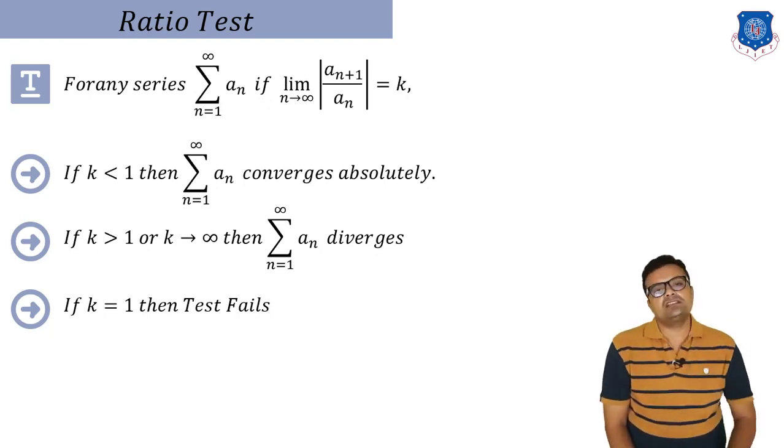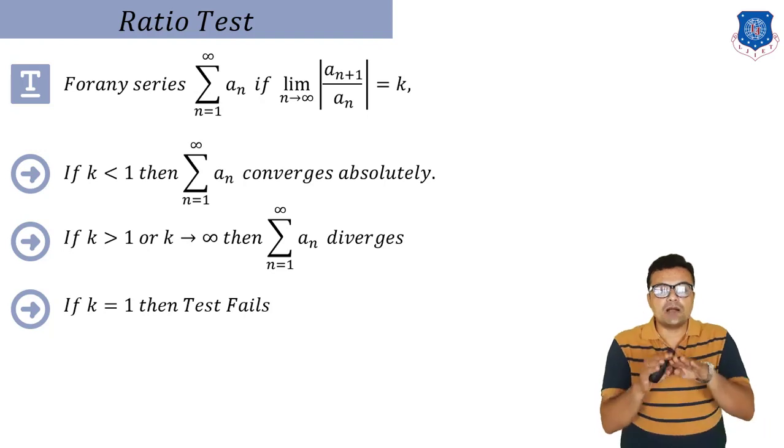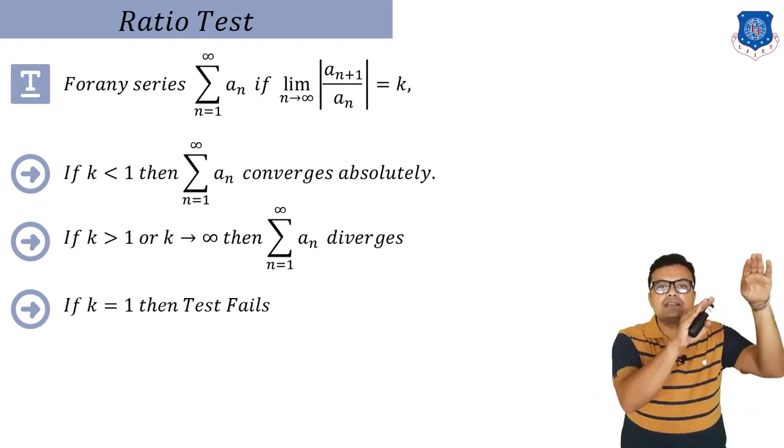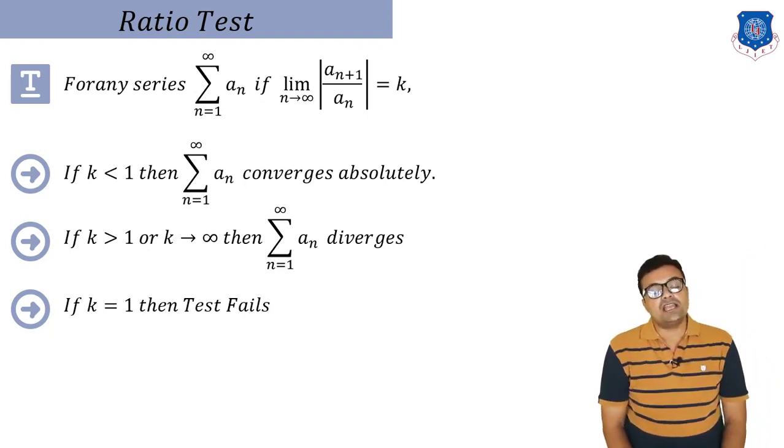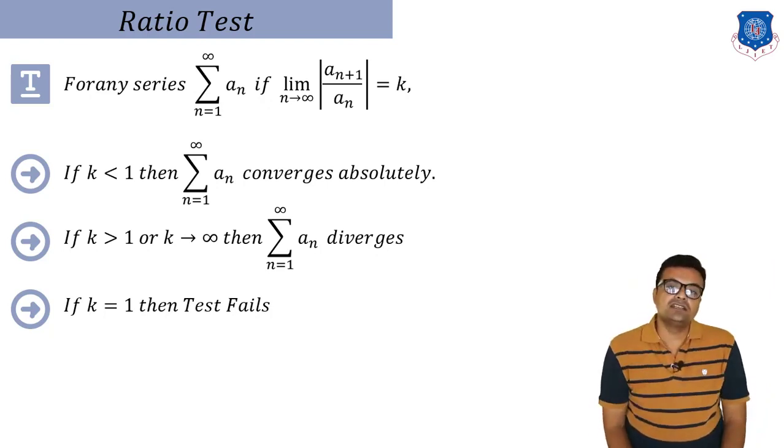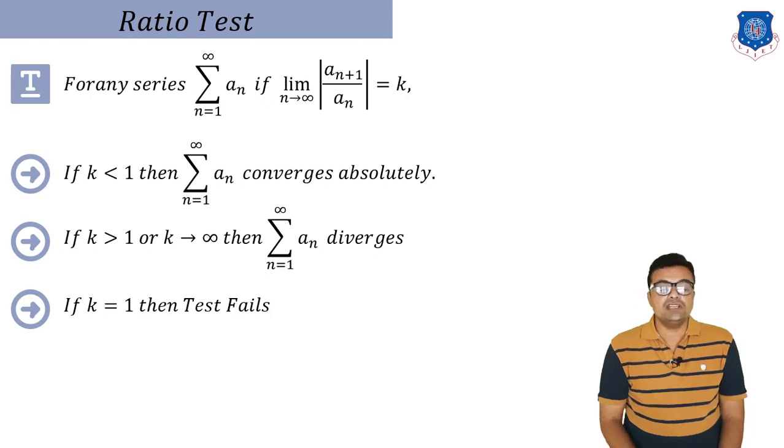Now let us check another case. So what will happen if k is greater than 1? This simply means that a_(n+1) is greater than a_n. That means the upcoming term is comparatively bigger. So obviously at infinity, if this is happening, that means term by term your values are increasing, and so it will move towards infinity, and hence your series is divergent.